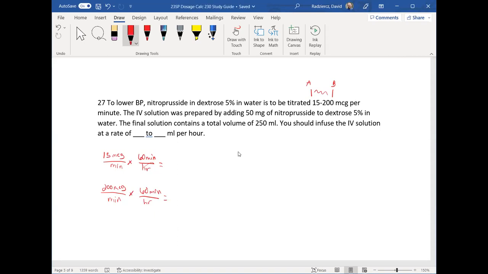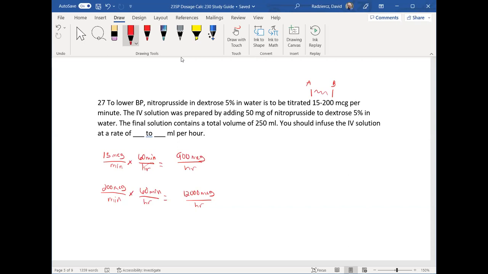All right. So 15 times 60 will give me 900 micrograms per hour. And then 200 times 60 is 12,000 micrograms per hour. So micrograms per hour is very similar to units per hour. It's just another way to write a particular flow rate, but in this instance, they're doing strength per hour. And so what I want to do is convert micrograms per hour to milliliters per hour, since that's what I'm looking for.